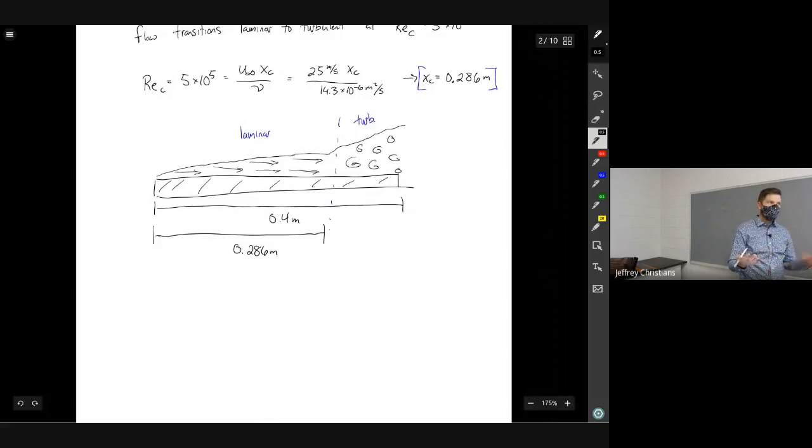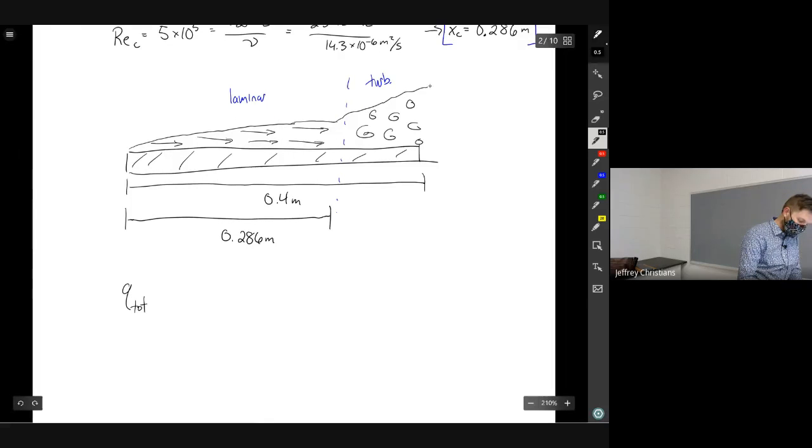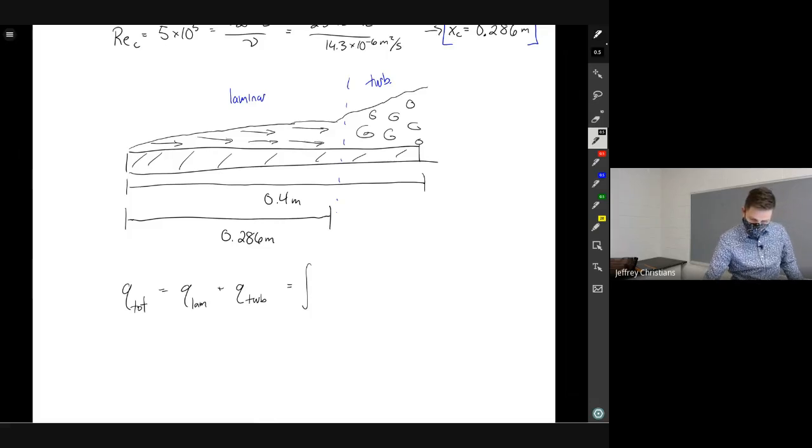So how we'll do that is we can look at, just like we did before, this is going to be looking at integrating, well, let's leave it like that for right now. Okay, so we already have a model for the laminar flow part.